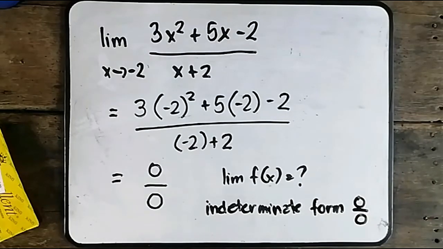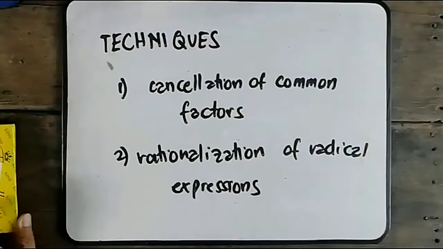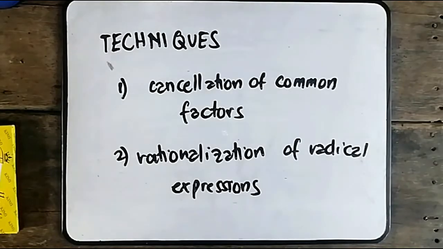Okay, so how do you find now the limit of the indeterminate form of type 0 over 0? So there are 2 techniques to find the limit of the indeterminate form of type 0 over 0. First, we have cancellation of common factors, and the second is rationalization of radical expression.